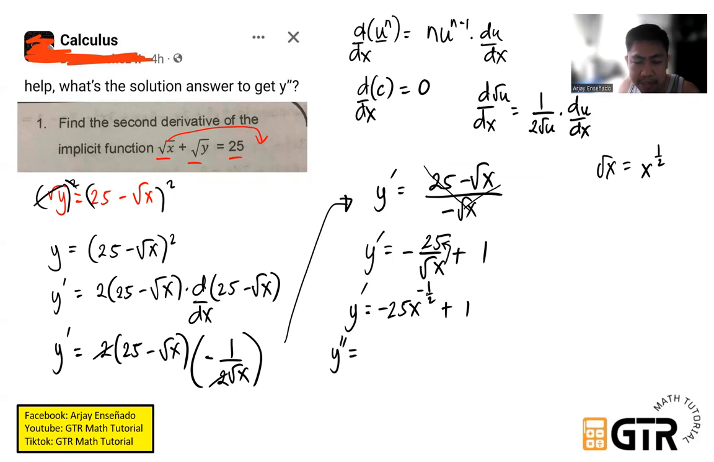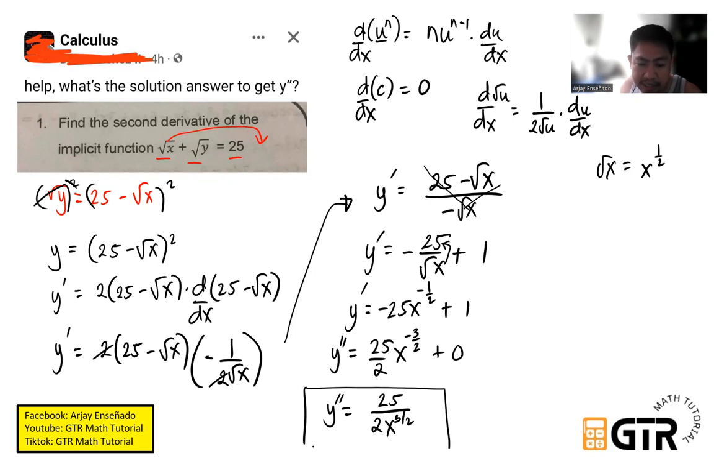Y double prime, second derivative is just multiply the exponent to the constant. So negative 25 times negative 1 half. So we have 25 over 2. And then subtract 1 to negative 1 half, negative 1 half, minus 1, that will become negative 3 over 2. The derivative of positive 1 is just 0, so plus 0. So let's just simplify this. So we have negative exponent, so put it back to the denominator so that it will become positive. So therefore, the final answer, y double prime is equal to 25 over 2x raised to 3 over 2. So this is the final answer, the second derivative.